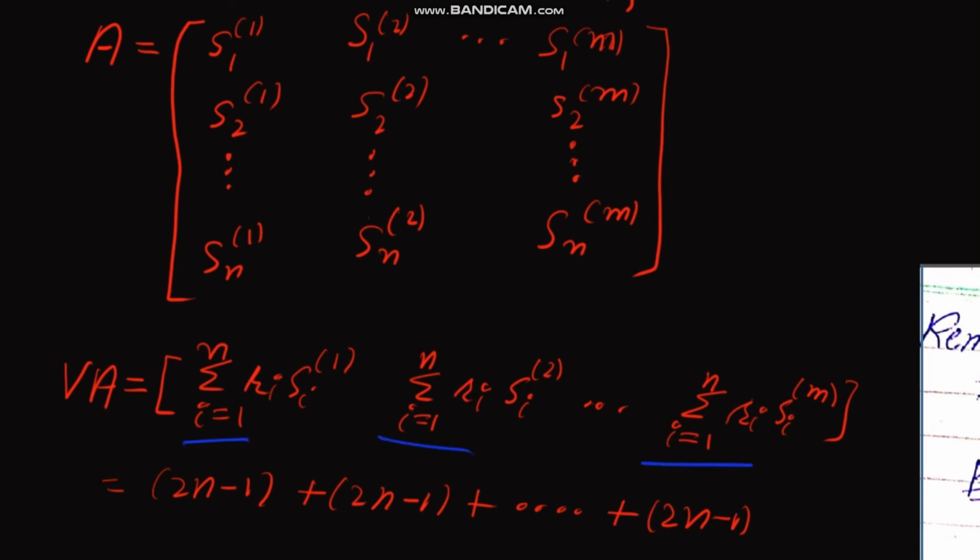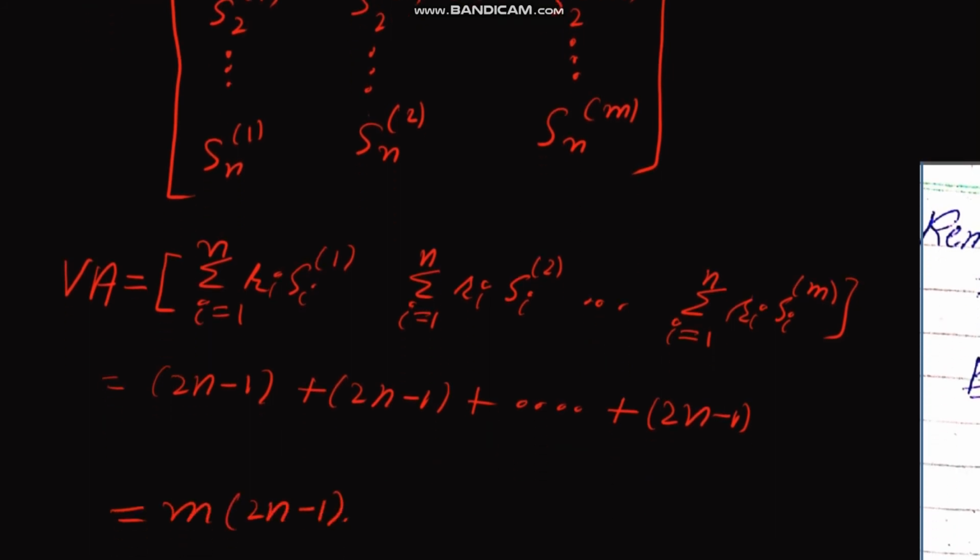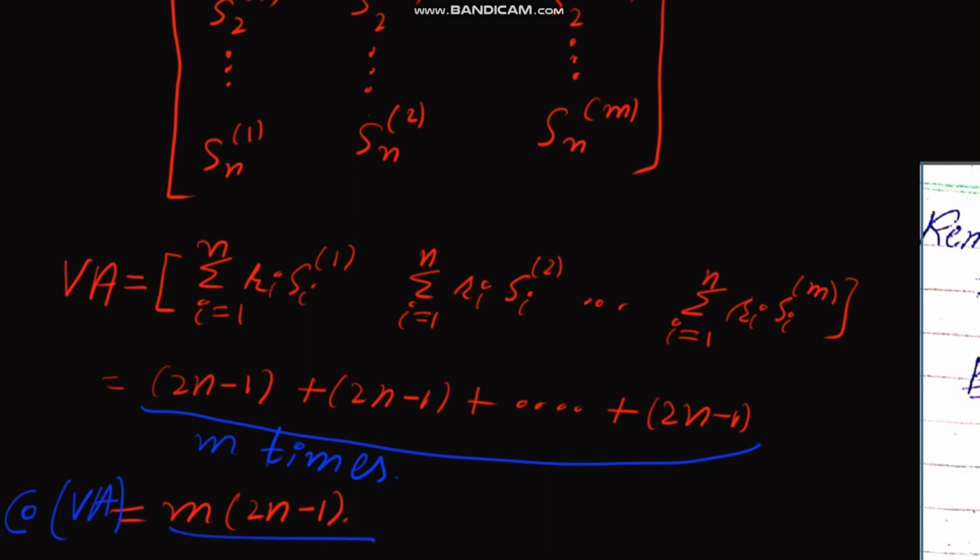Now what I am going to do, remember from the last statements, how many times am I adding here? I am adding 2n minus 1, m times, because we have m columns. Because we have m columns, that's why the cost of vA would be m times (2n minus 1).